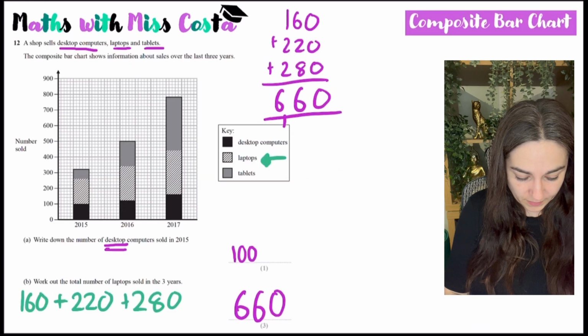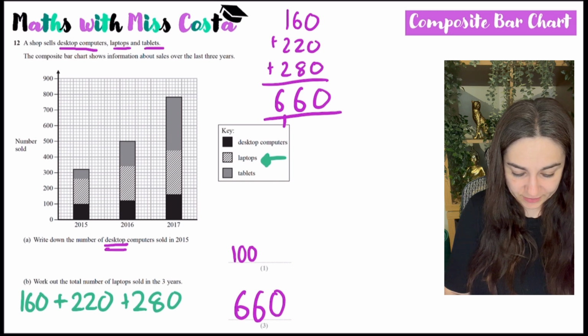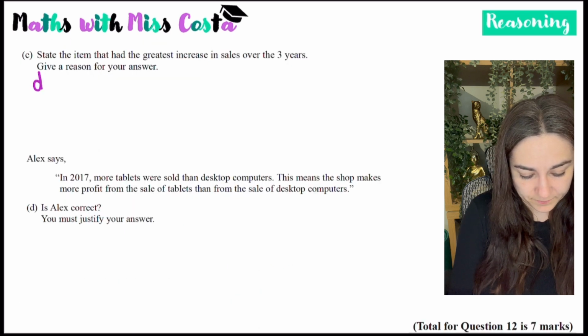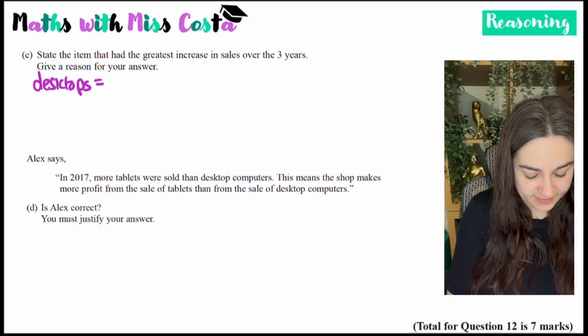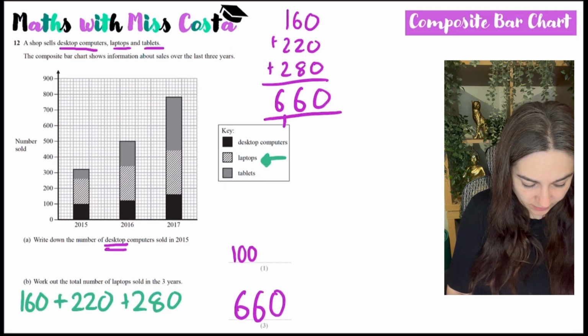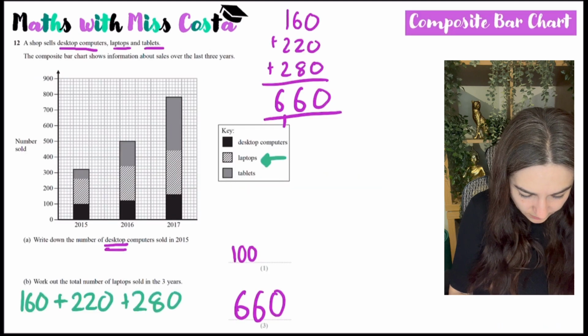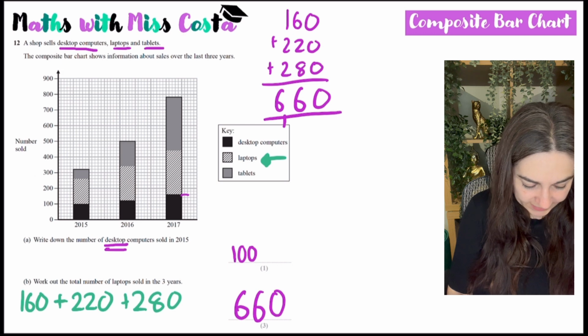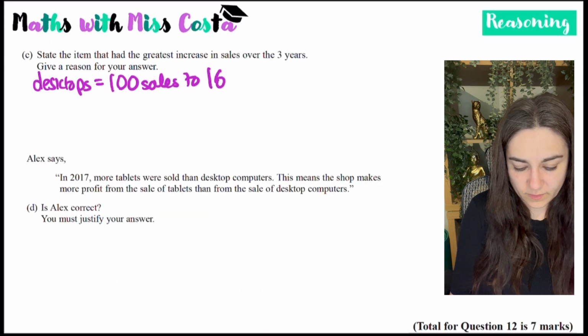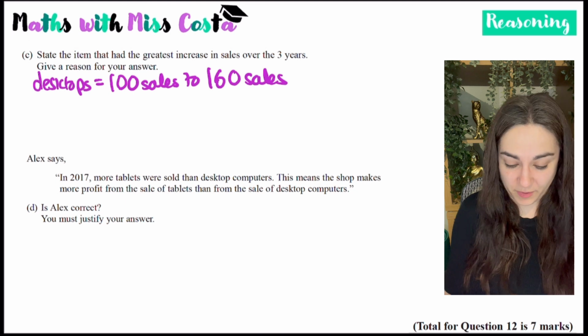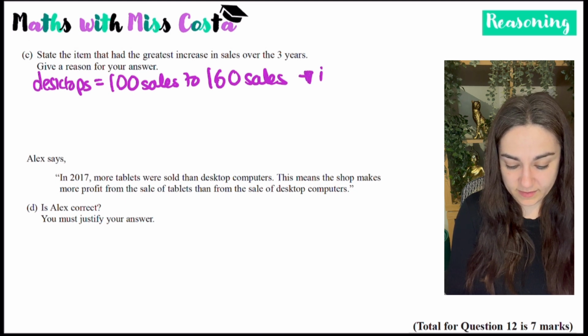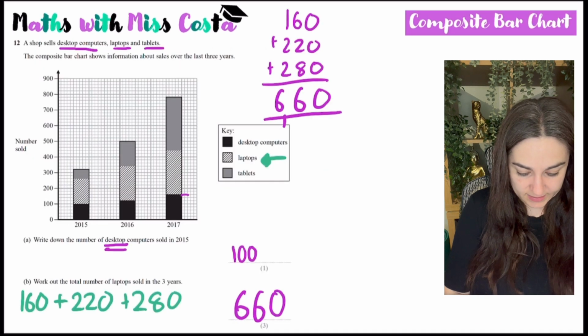So, to think about how much they increased, let's do it bit by bit. So you've got desktops. They started in 2015. You had 100. So it went from 100 sales to 160. So they've only increased by 60 in terms of sales. Then let's do the laptops.